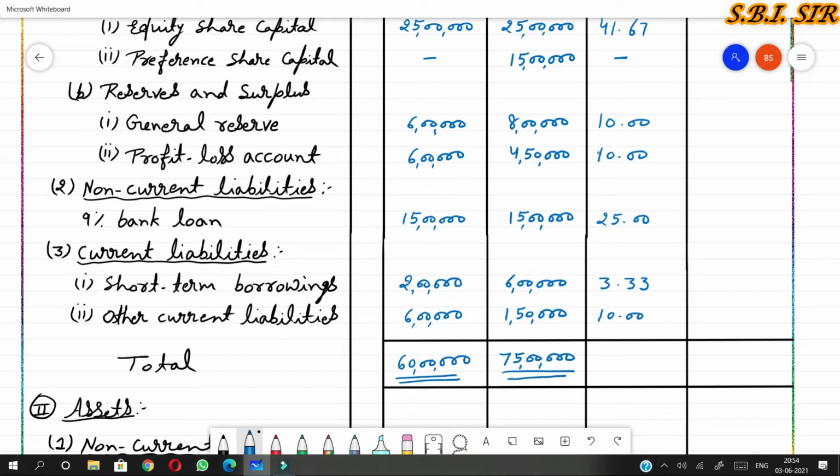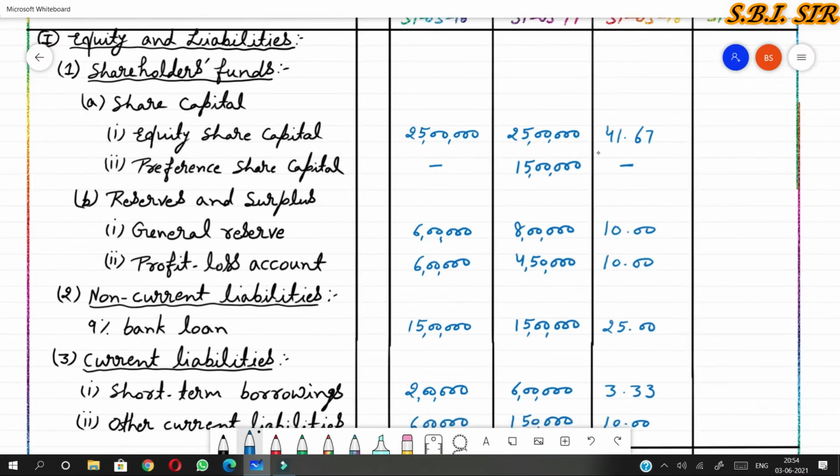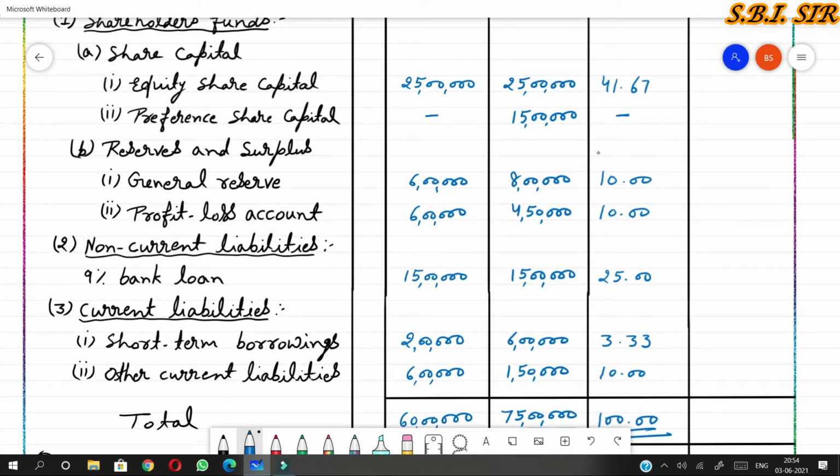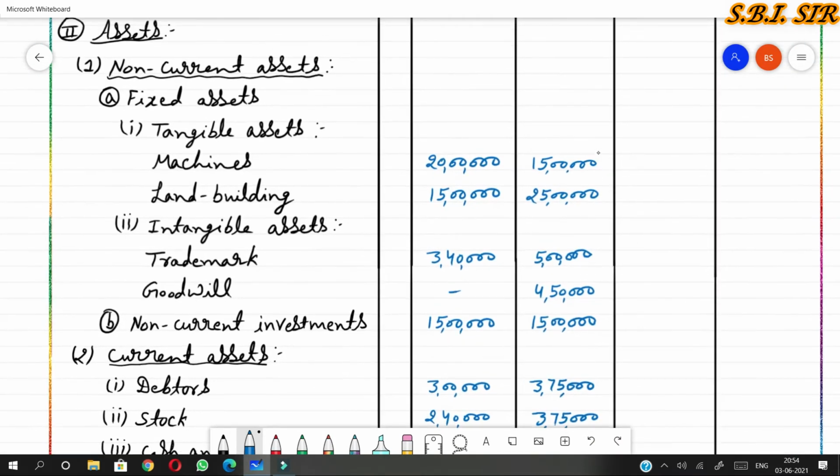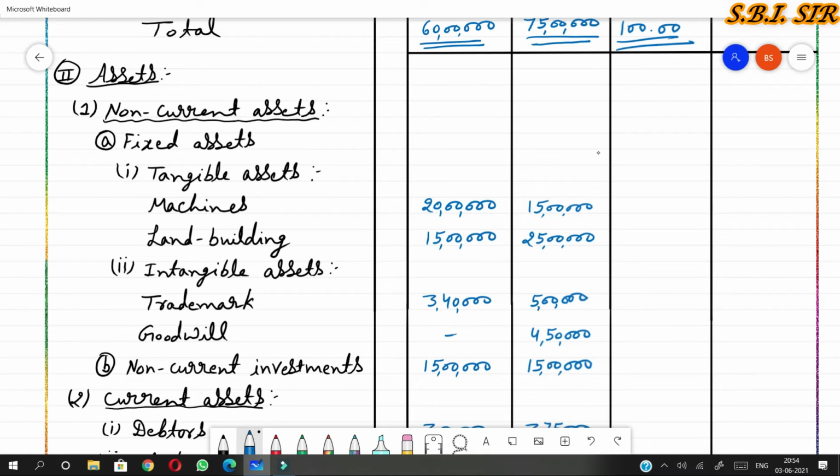60 lakh divide by 60 lakh multiply by 100, then you will get 100 percentage, and you can make the total of these percentages, then you will get 100 percentage. So you can cross verify the values. Then let's start. In assets, 20 lakh divide by 60 lakh multiply by 100, then we will get 33.33 percentage.